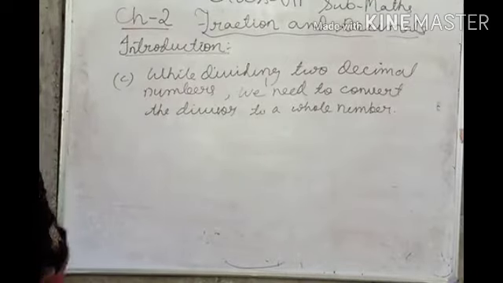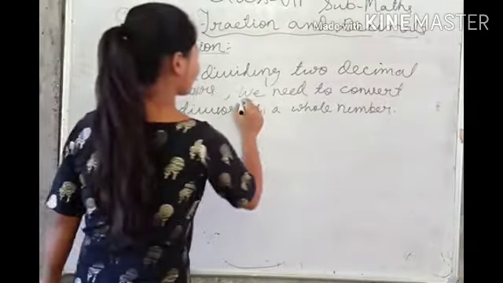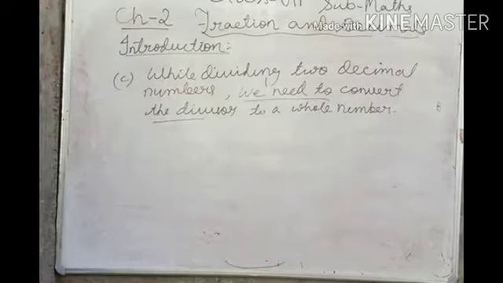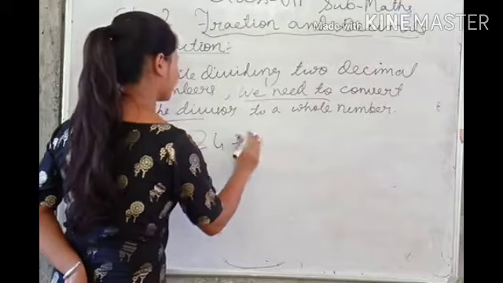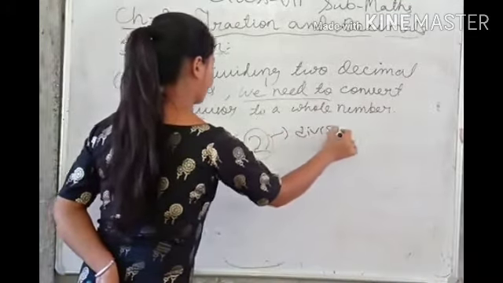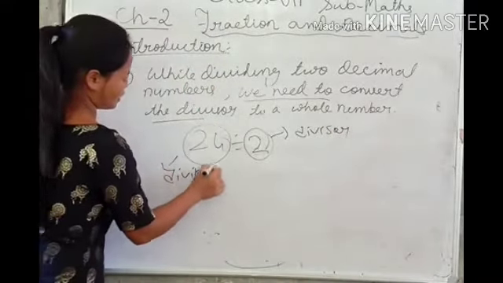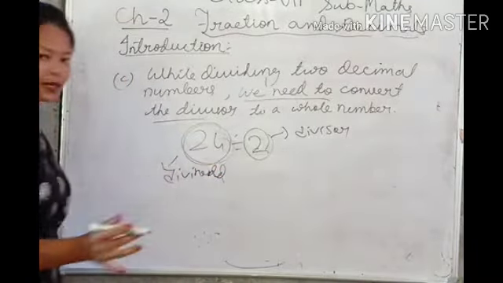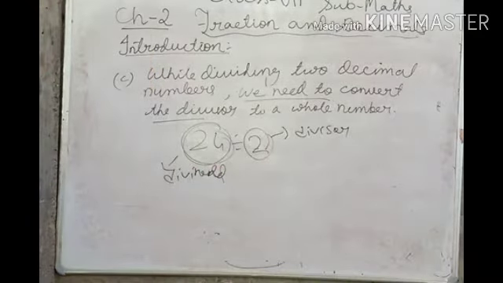Now while dividing two decimal numbers, what we have to do? We need to convert the divisor to a whole number. So which is called divisor and which is dividend? If you divide 24 and 2, this is called what? Divisor, isn't it? And this is called what? Dividend. Here what we have to do? We have to keep this dividend as it is, and this divisor we will convert to a whole number.